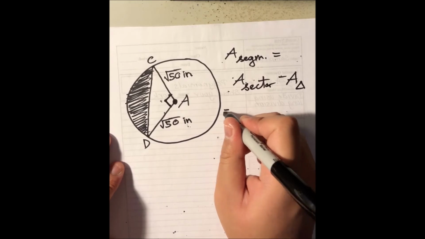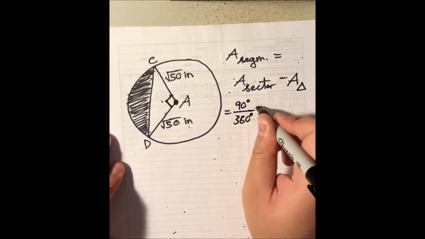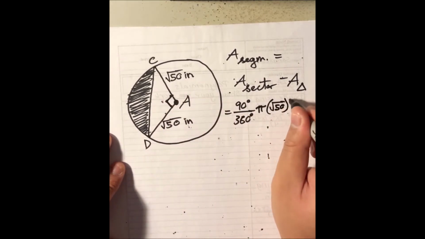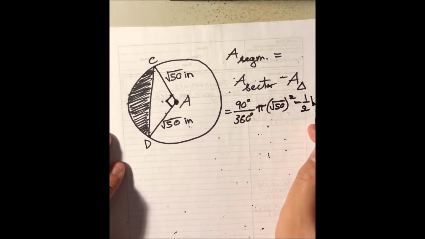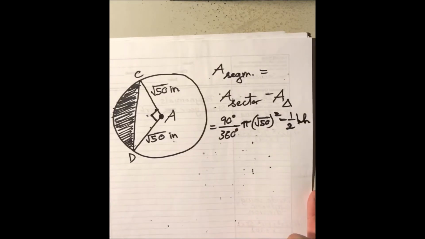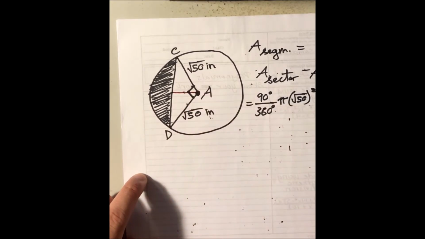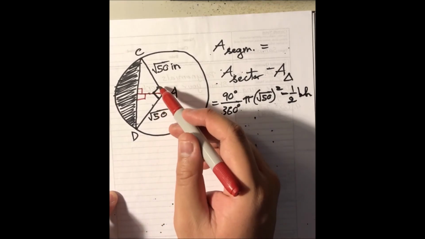But we know the area of a sector is equal to the central angle, which is 90 divided by 360, times pi times the radius squared, but the radius is square root of 50, so that's square root of 50 squared, minus the area of a triangle, which is 1/2 times the base times the height. So that's BH right here. But how do we find the base of the triangle and the height of the triangle? Well, same as usual, we draw the apothem inside this triangle here on the left. So by doing that, the apothem intersects with the base of the triangle perpendicularly. So there's a right angle right there at the point of intersection.